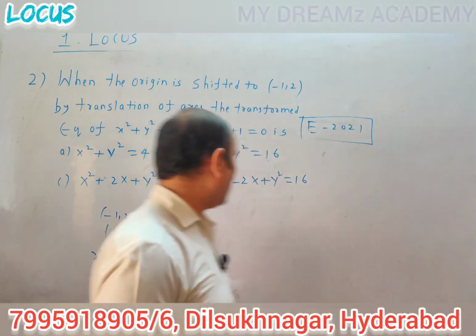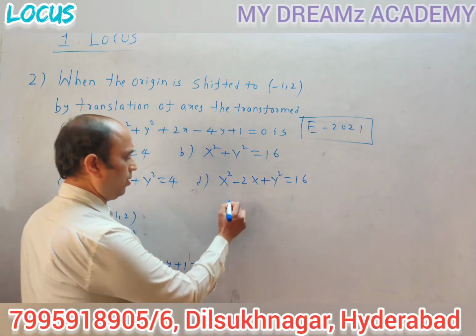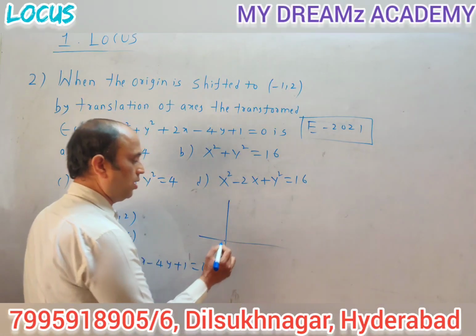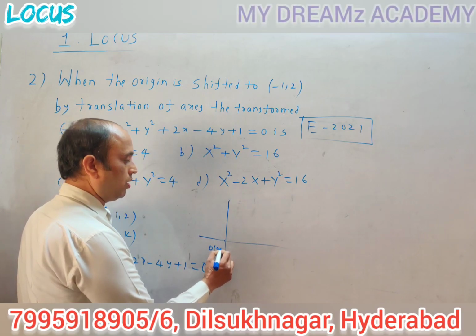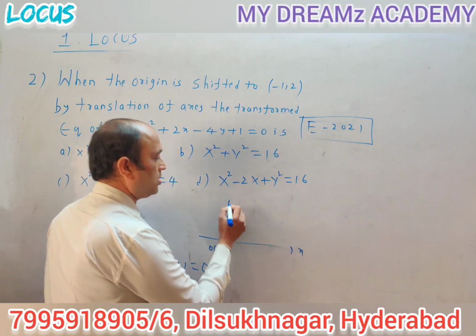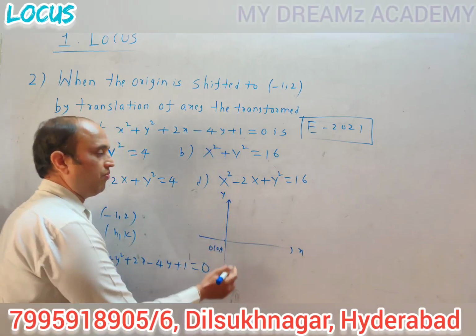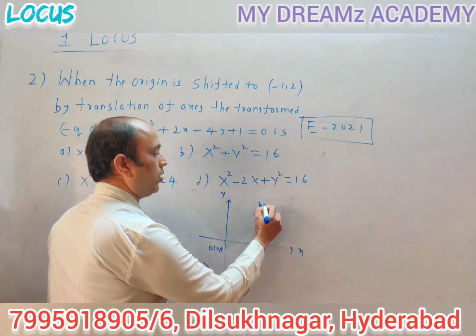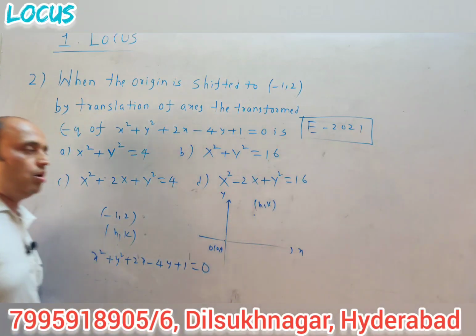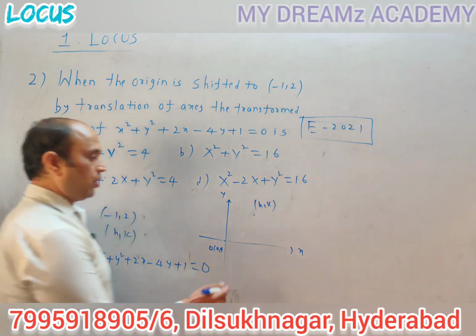When the origin is shifted, we already know the formulas, it is a simple problem. The point is (x, y), and the origin is shifted to (h, k).